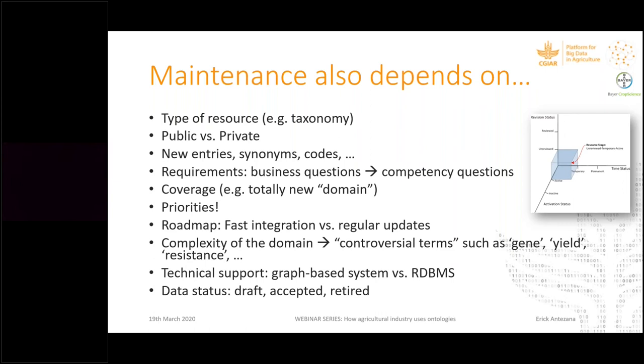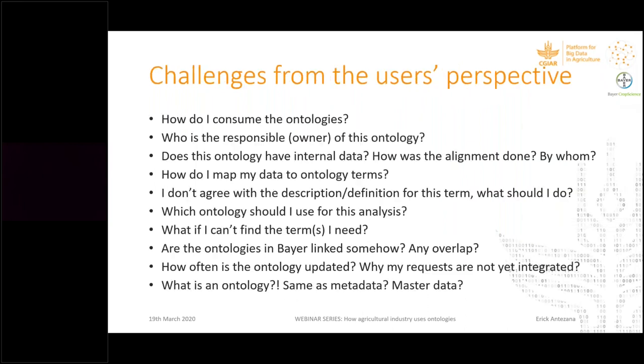So this can be another, let's say, problematic aspect in terms of the maintenance and the further development of ontologies. Of course, the technical component is pretty important. Is this going to end up in our graph-based system, so Virtuoso, or our relational database? We also need to deal with the data status, or the different steps in how we are maintaining our data. Is this a draft? Is this already accepted by the people, by the stewards, or is this a retired term? So these kinds of things we have to take into account.